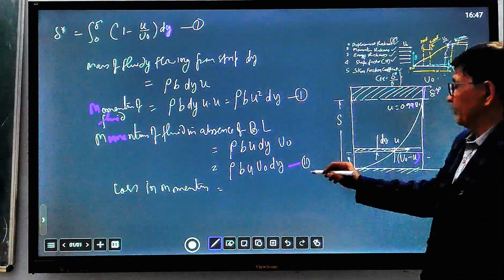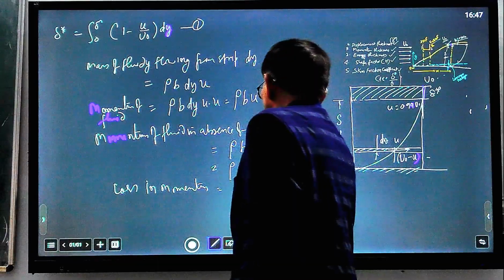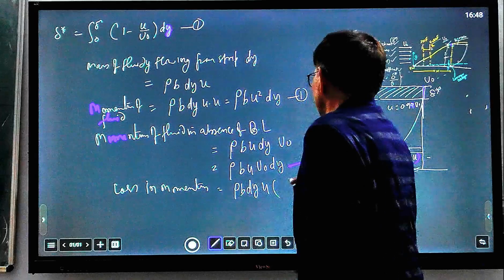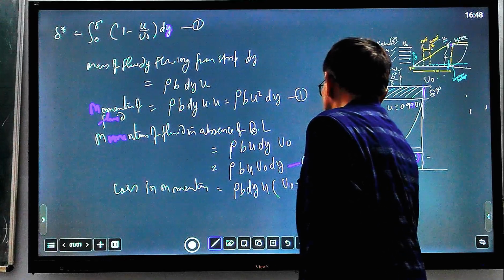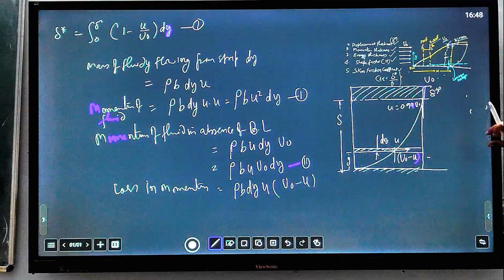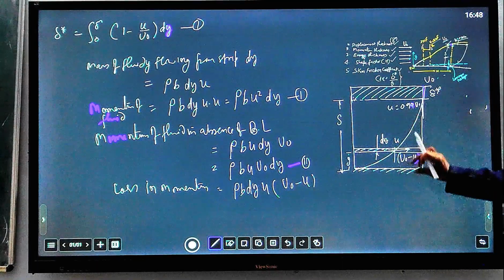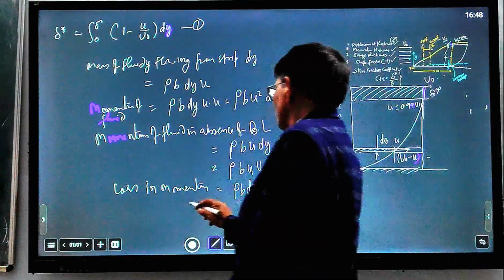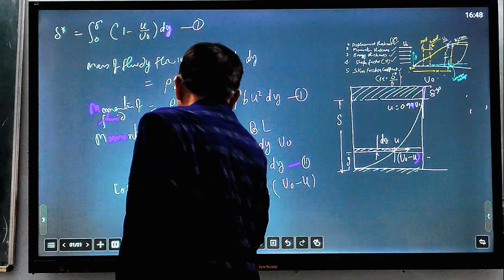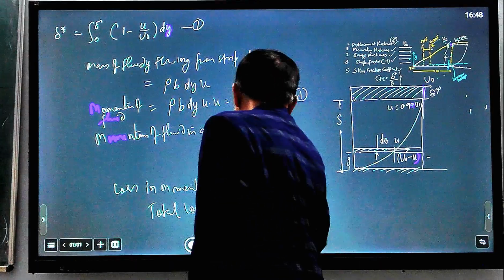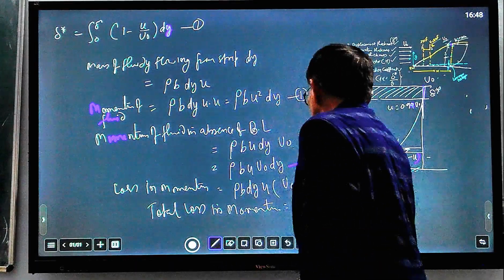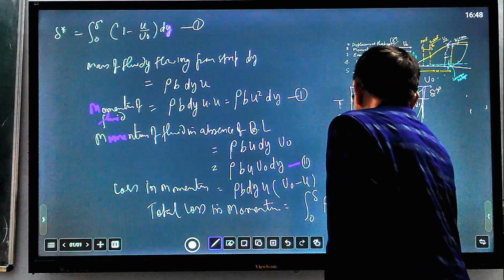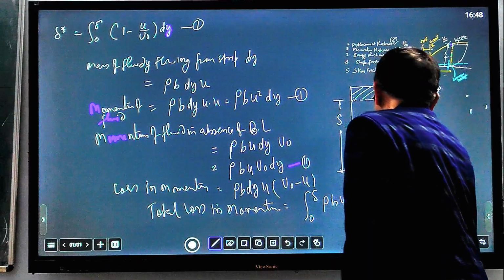Subtracting equation number 1 from equation number 2, because this one is larger. So rho B dy and U are common, and you will find U naught minus U. This is the loss in momentum because of this step only. Total loss in momentum we have to integrate from 0 to del. Total loss in momentum equals integration 0 to del rho B U common, U naught minus U dy.